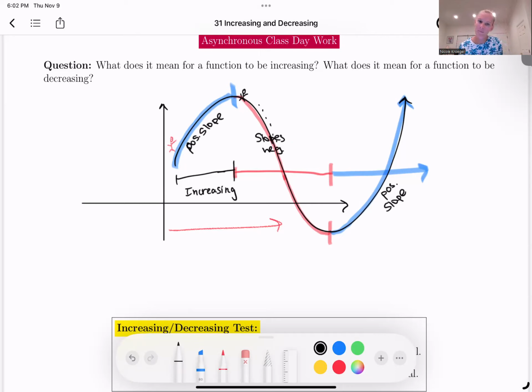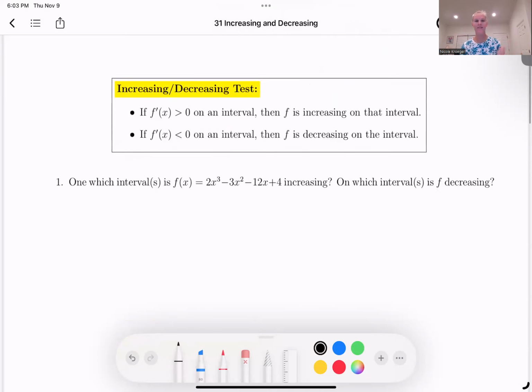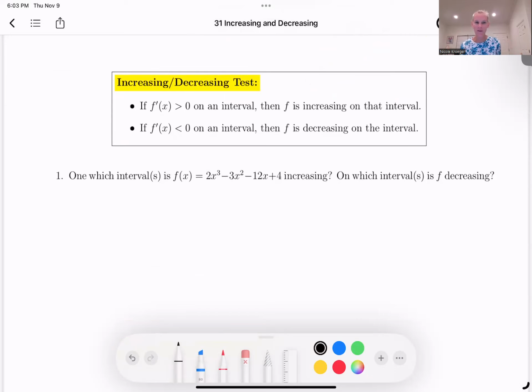Okay, well, positive slopes of tangent lines, well, that just means that f prime is positive. And negative slopes means that f prime is negative. So a function is going to be increasing when the derivative is positive and decreasing when the slope is negative, or when f prime is negative. And so this is the increasing decreasing test. So when the derivative is positive, the function's increasing. When the derivative is negative, the function's decreasing. Pretty straightforward. The question is, how do we implement this? So let's go ahead and see how we do this.